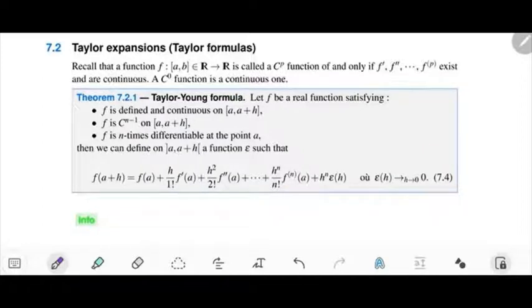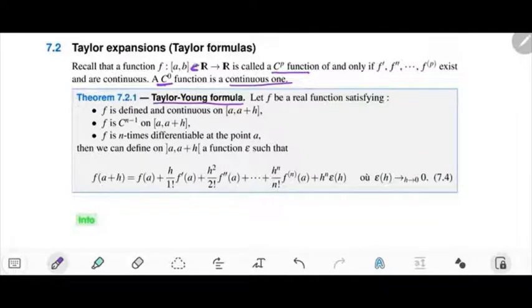So recall now that I will take f as a function from [a,b] included in R into R, and I call this function a Cp function if and only if its derivatives to the order p, all its derivatives, exist and are continuous. And when I say that this function is C0, I mean it's a continuous function. So let me state the Taylor-Young formula, or the Taylor-Young theorem.